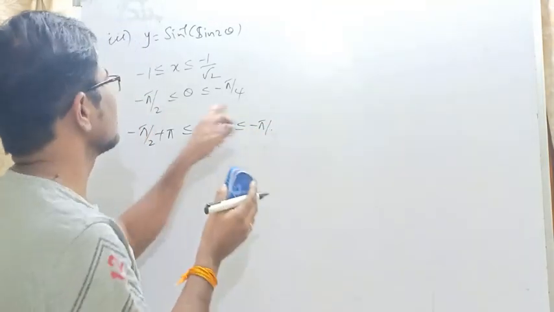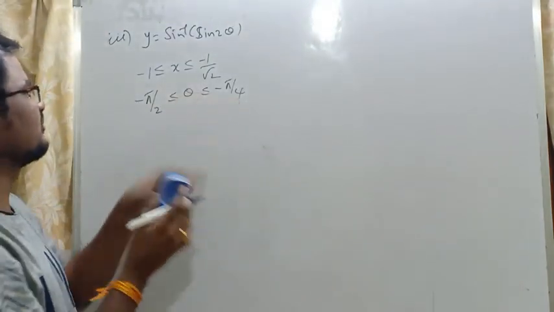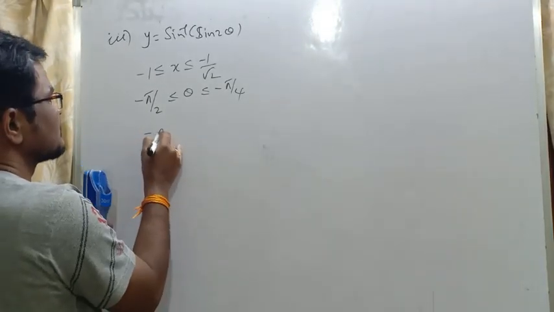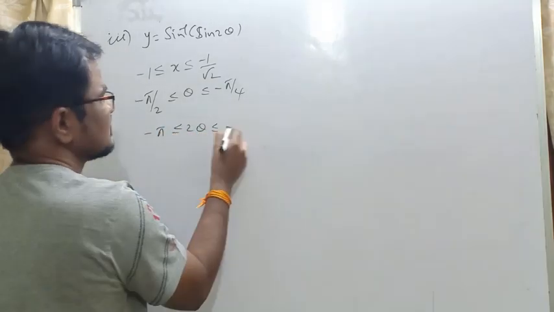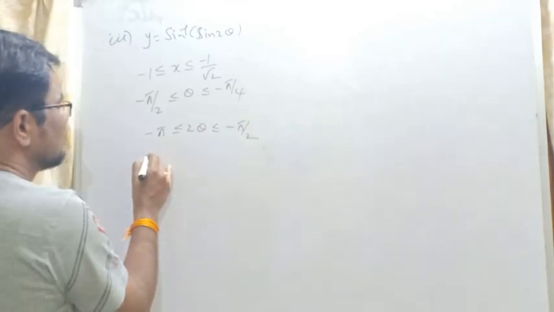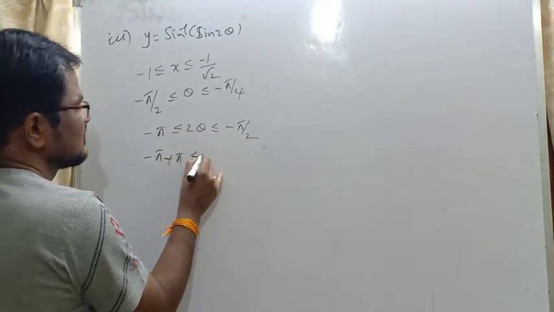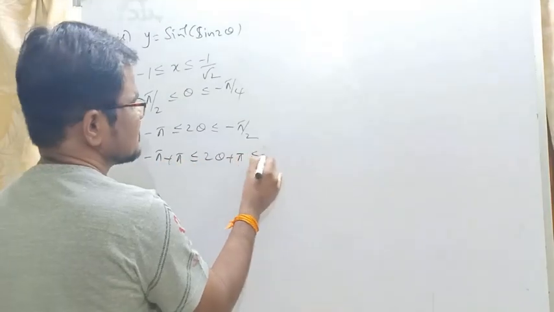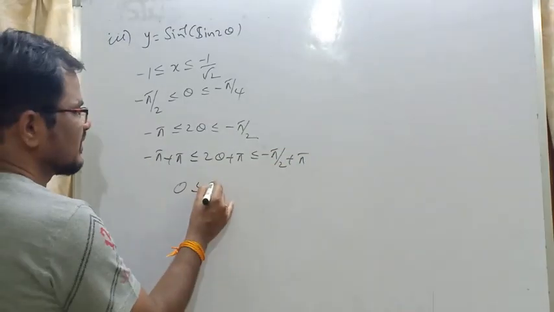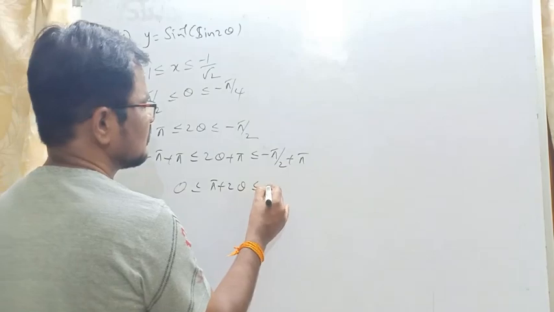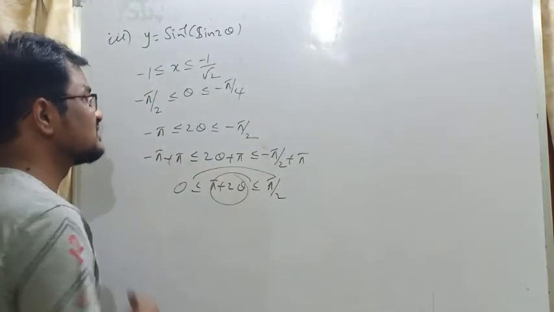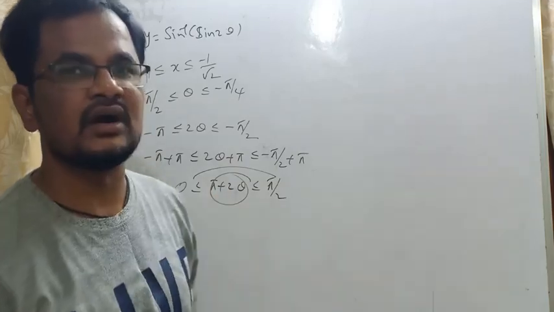So 2 theta is needed here, no? So first I will multiply with 2. Minus pi by 2 into 2, minus pi less than or equal to 2 theta less than or equal to minus pi by 2, because here 2 theta is there. Now add pi: minus pi plus pi less than or equal to 2 theta plus pi less than or equal to minus pi by 2 plus pi. Now it is 0 less than or equal to pi plus 2 theta less than or equal to pi by 2.